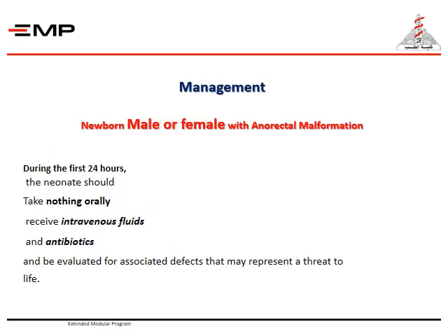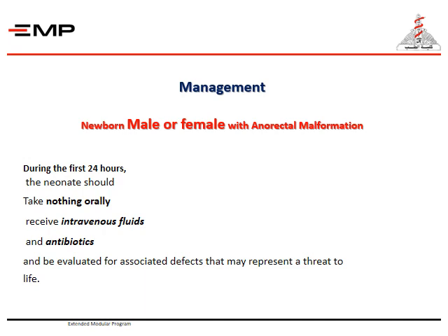The neonate should take nothing orally, receive intravenous fluids and antibiotics, and be evaluated for associated defects that may represent a threat to life. These include NGT to exclude esophageal atresia, echocardiogram to exclude cardiac malformations, radiograph of the lumbar spine and the sacrum, and spinal ultrasonogram to evaluate for a tethered cord.